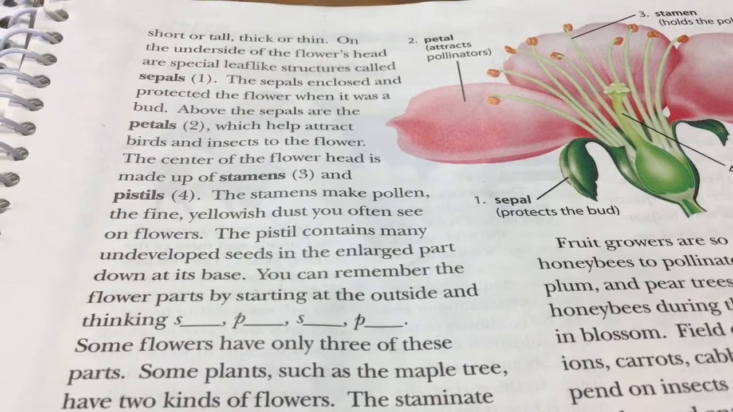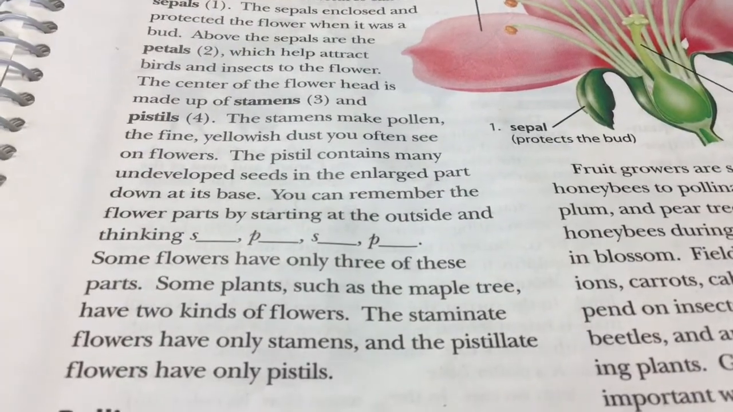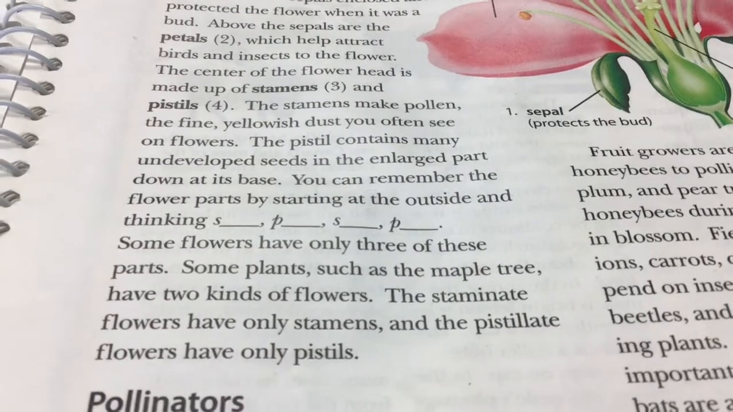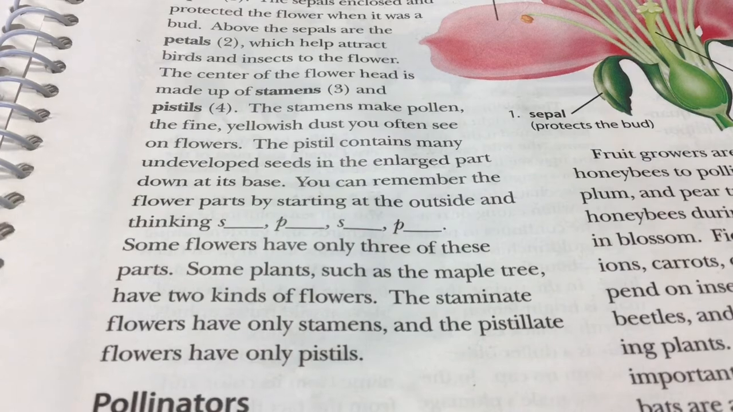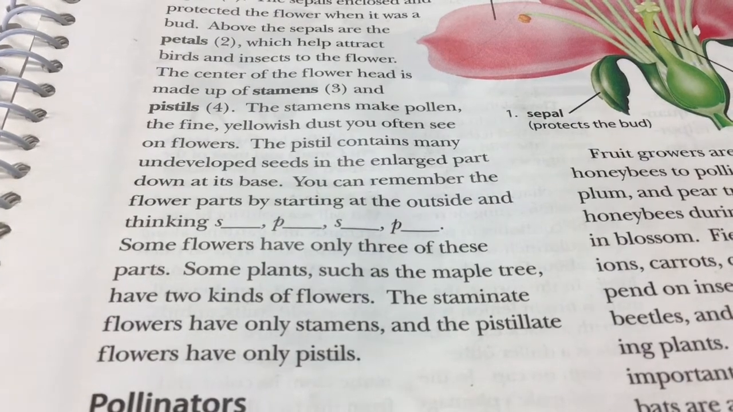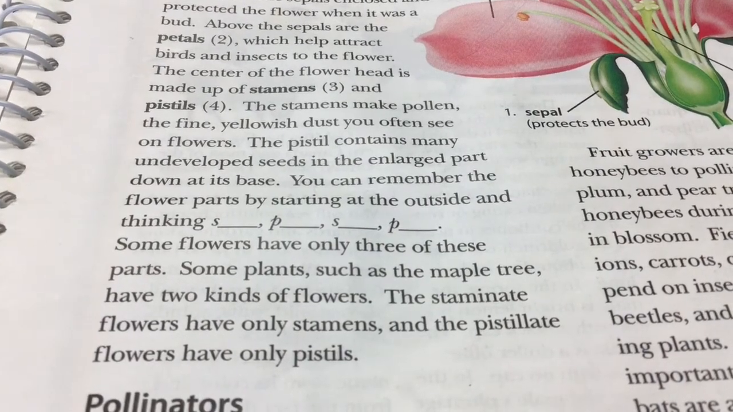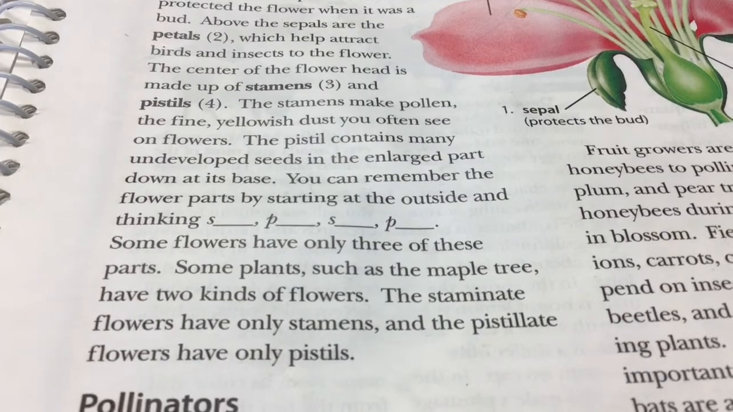The stamens make pollen, the fine yellowish dust you often see on flowers. The pistil contains many undeveloped seeds in the enlarged part down to its base. You can remember the flower parts by starting at the outside and thinking of SP, SP, P.